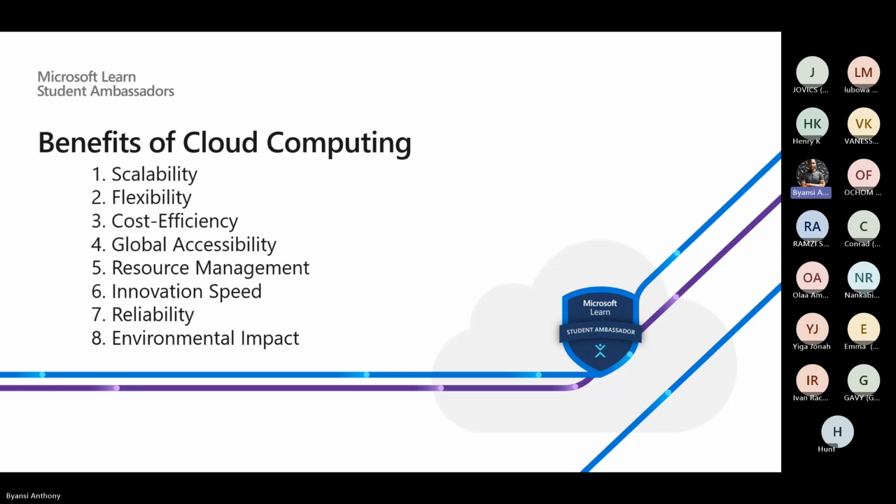Suppose your organization has gone under data loss, that could be on premise within your organization. So this sort of reliability enables you to retrieve your data that has been stored within the cloud. And also, the last benefit of cloud computing that we would look at is environmental impact, right?